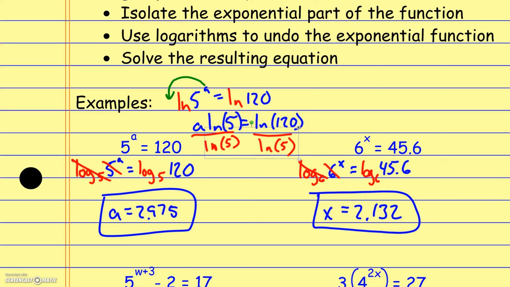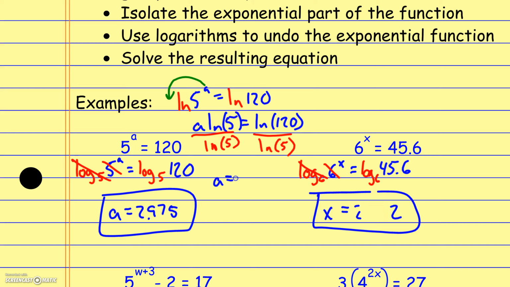And you see what I'm left with is a equals the natural log of 120 divided by the natural log of 5. Well, that's what I did when I did my change of base formula. This is why the change of base formula works. Because properties of logarithms allow us to bring that exponent down in front of any logarithm, that's why we can change any logarithm to whatever we want and plug it into our calculator through division. Okay, and so it gives me the same thing.